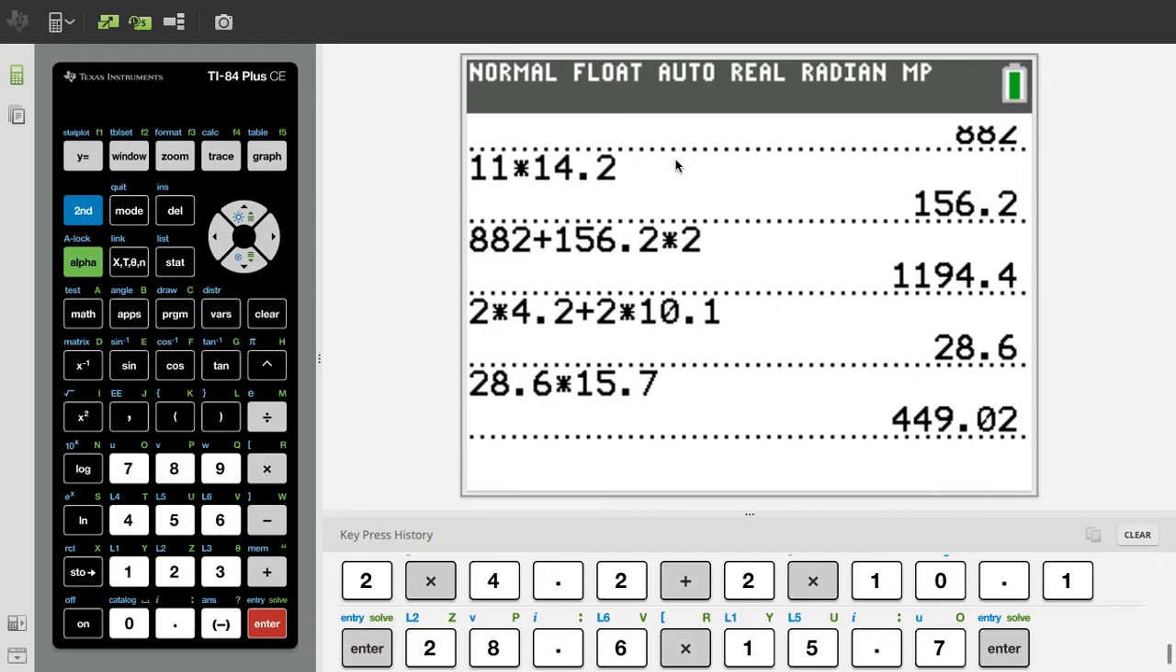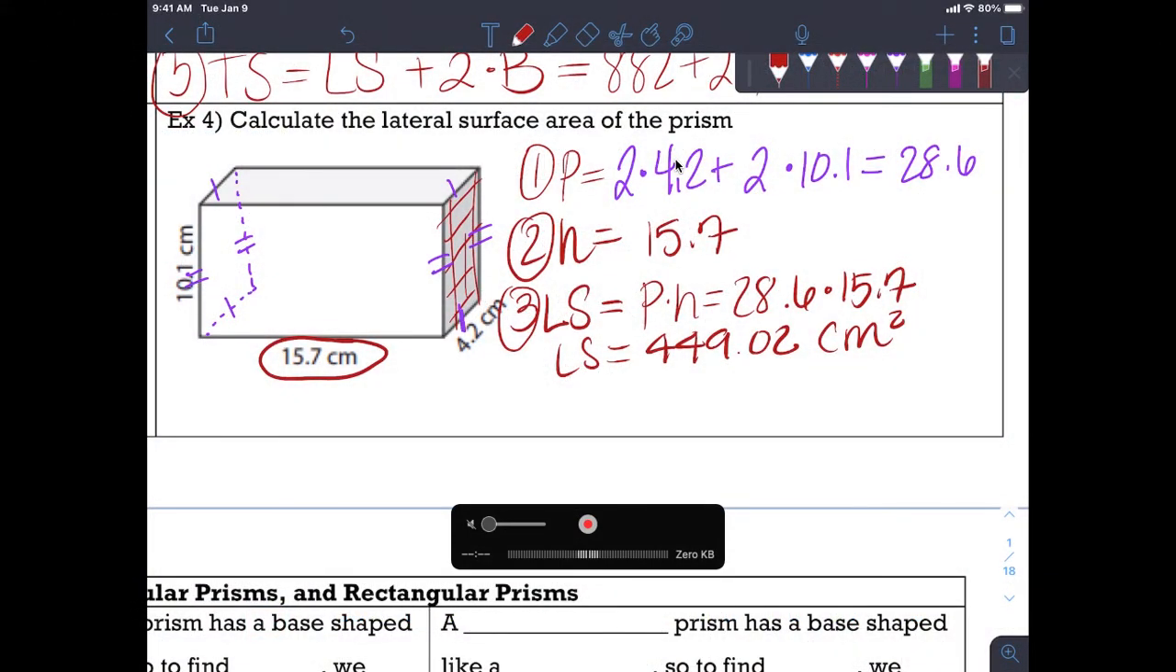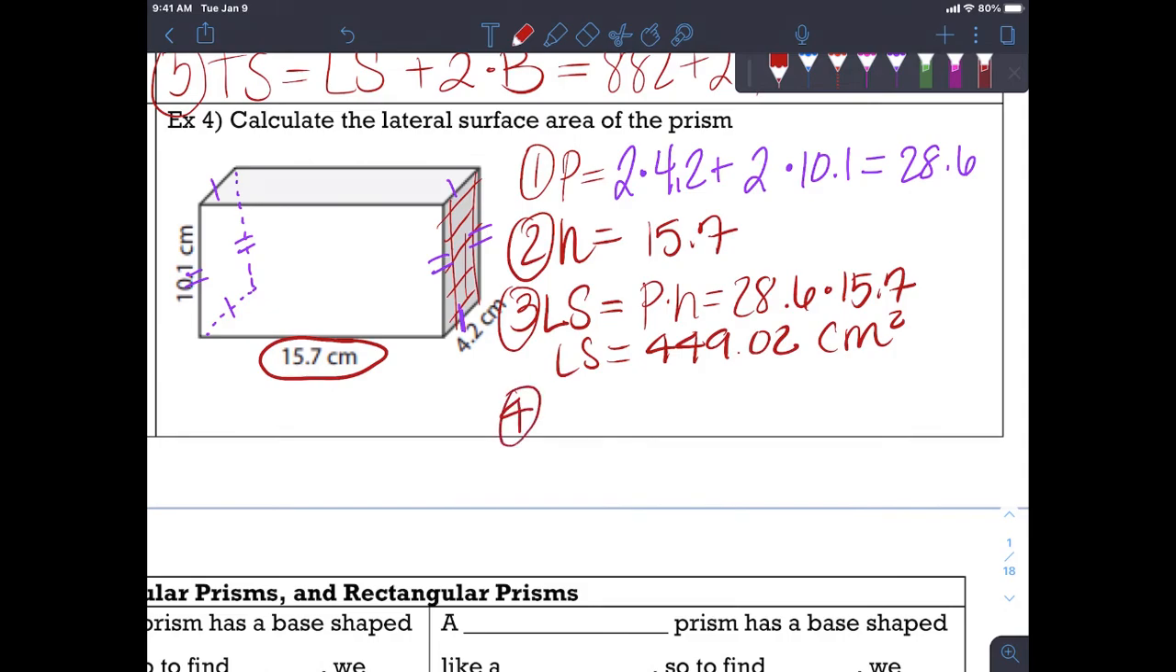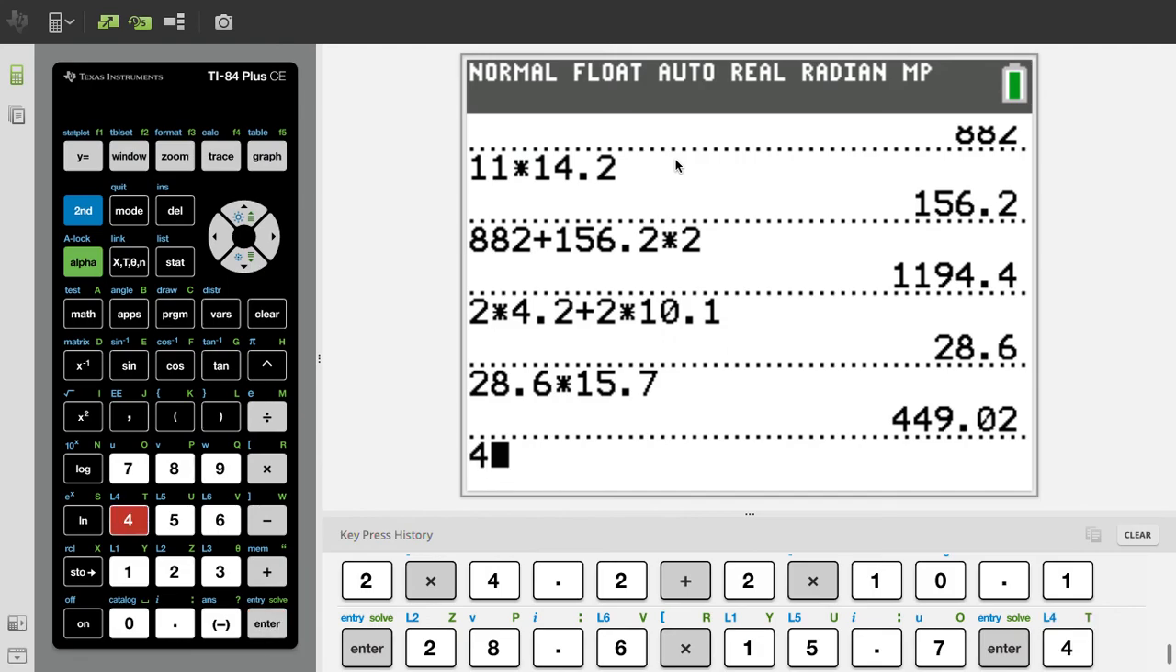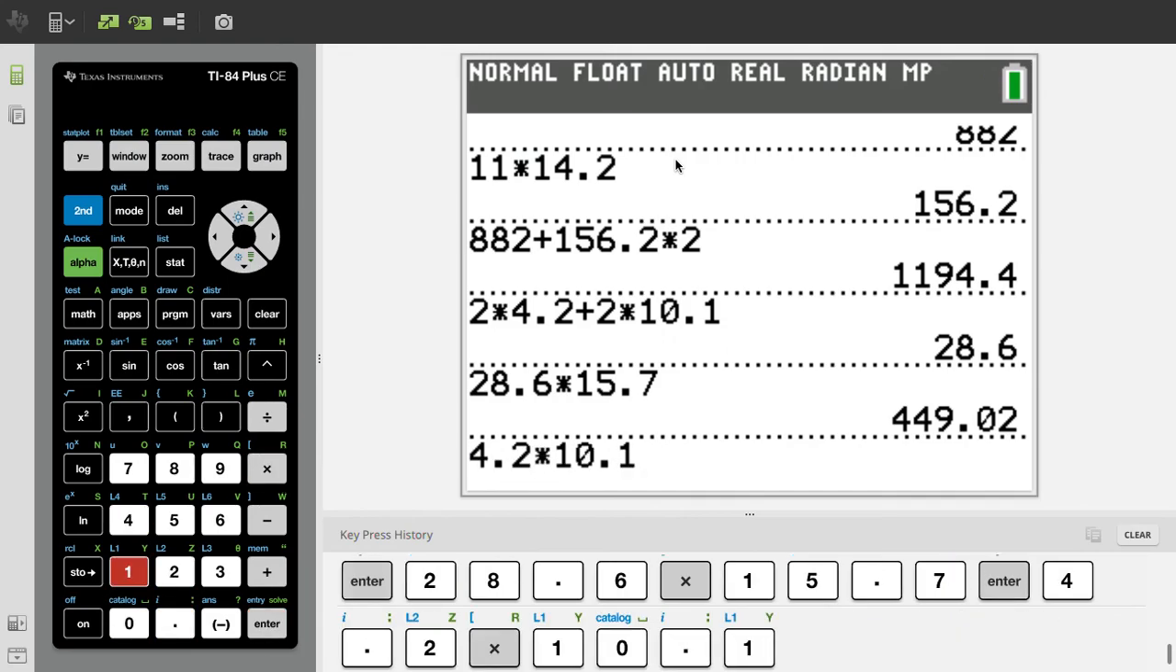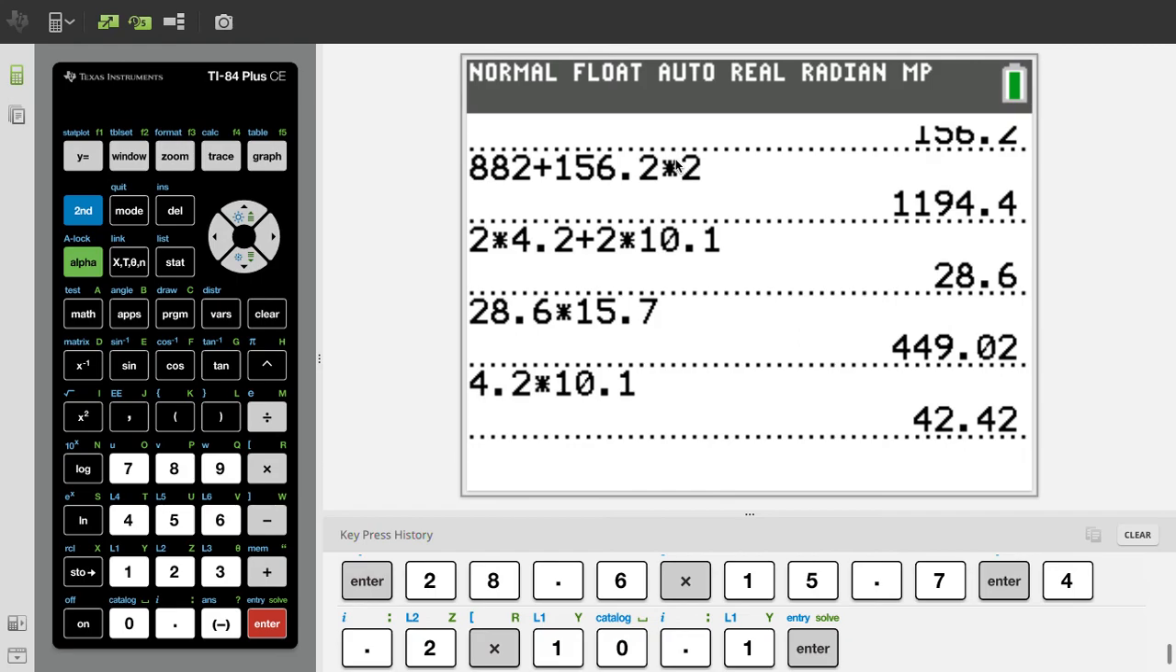My lateral surface area is equal to 449.02. And this is going to be centimeters squared because it's an area. Now I want to go ahead and go to step 4 to continue so I can calculate my total surface area. In this step, I need to find the area of my base. I identified these bases as rectangles, so I'm going to do length times width. 4.2 times 10.1. Let's put that in our calculator. And I end up with an area of my base of 42.42.